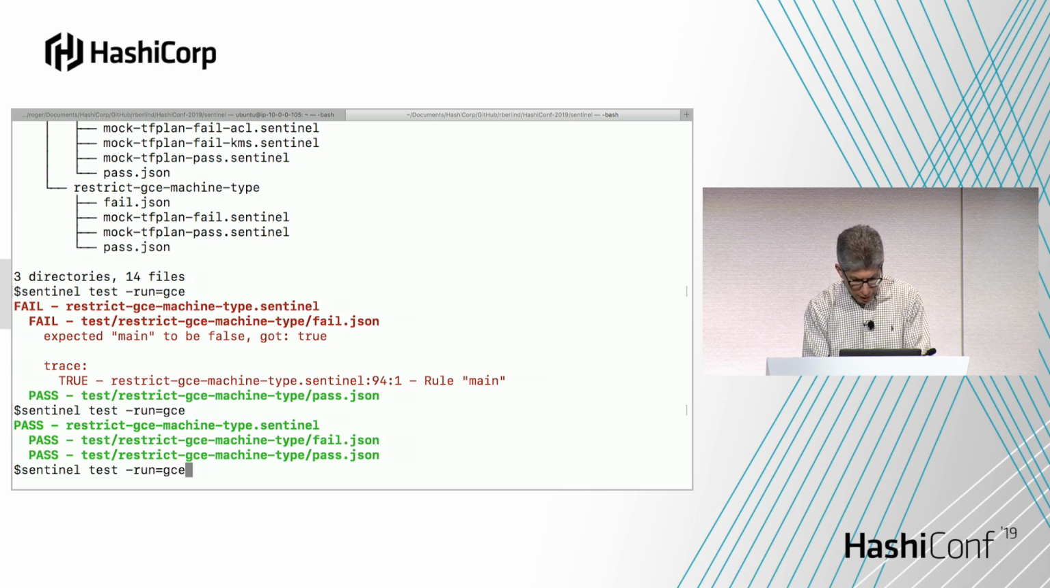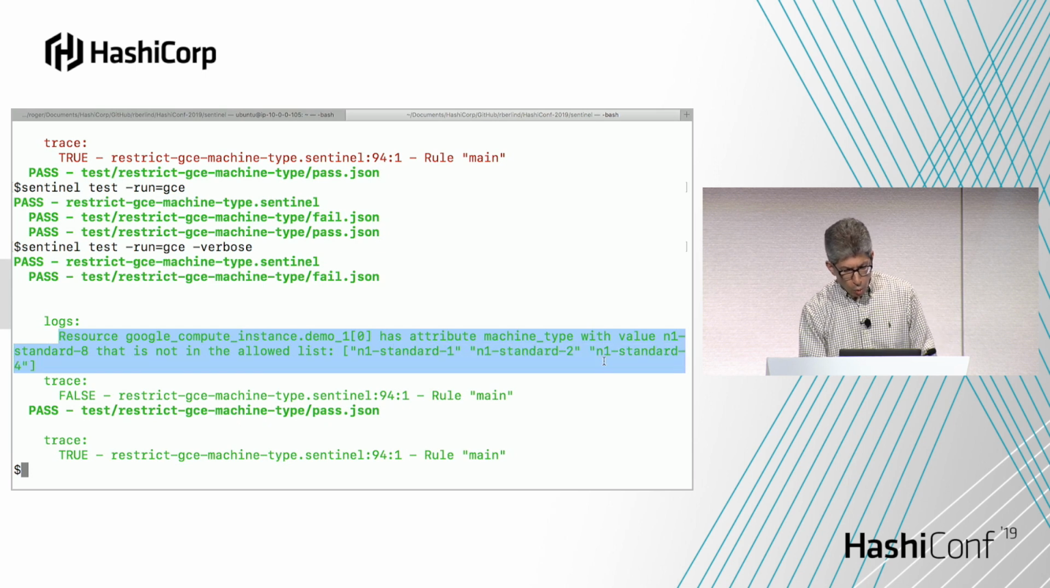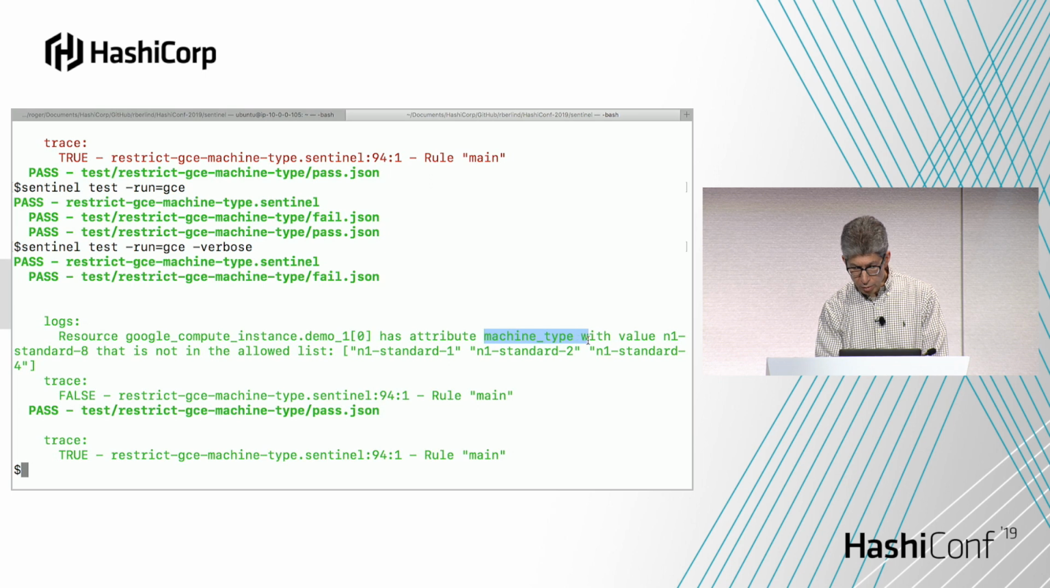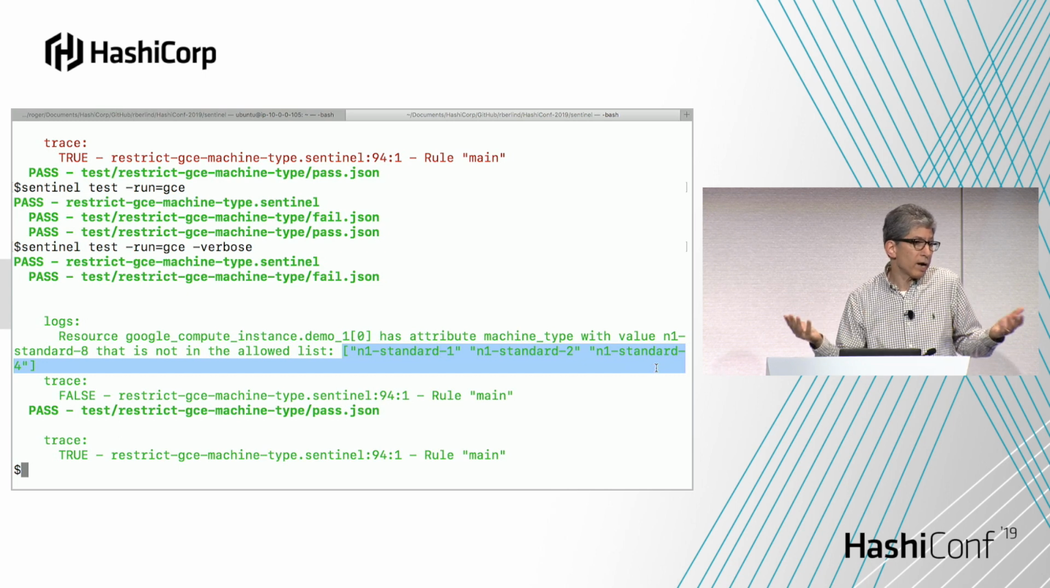Now what we can do is run that again, but now we'll add the verbose option. And now we see some additional details. Sentinel has a print function, so inside a Sentinel policy you can print whatever you want. I happen to be in that policy, in the middle of one of those functions, printing this message out. When a resource has an attribute that's not in the allowed list, I'm printing out something saying it has this attribute, the machine type with a value N1 standard 8, that is not in the allowed list. In other words, what I'm trying to do here is give the person who violated the policy useful information that will let them know what resource they need to fix and why they have to fix it.